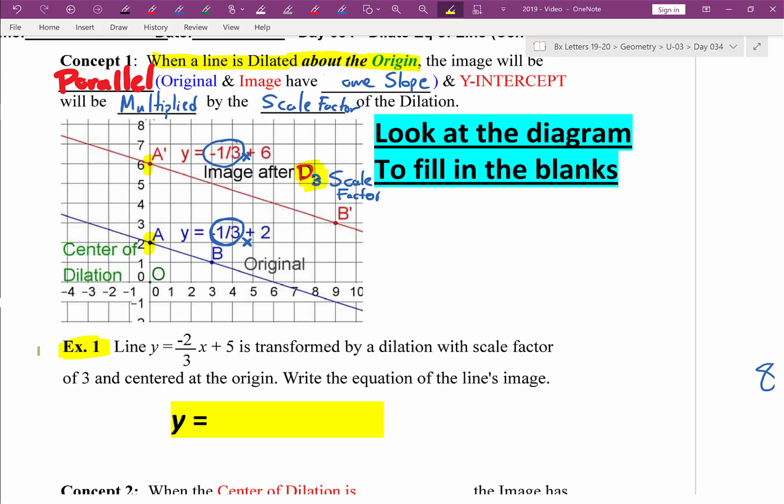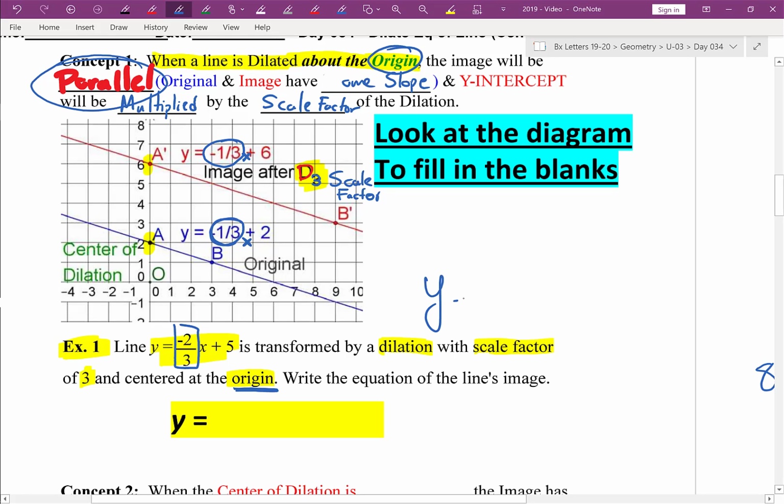Okay, so here we can see if we annotate, there's our equation. It is a dilation, scale factor 3, and I think one of the most important things is the origin. When we dilate about the origin, the image will be parallel. They'll have the same slope. This equation is nice and neat. It's in y equals mx plus b form. So we're just going to take that slope and write it down.